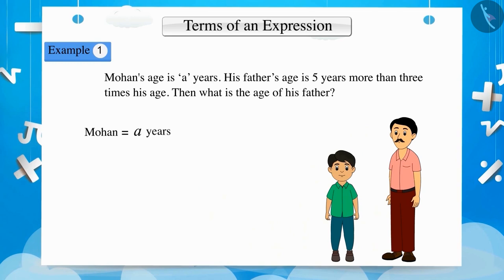Here, Mohan's age is 8 years. Now, to represent the age of Mohan's father, we will multiply A with 3. We will get 3A and then we will add 5 to it. Therefore, we get 3A plus 5.